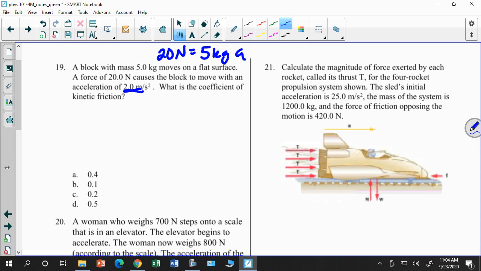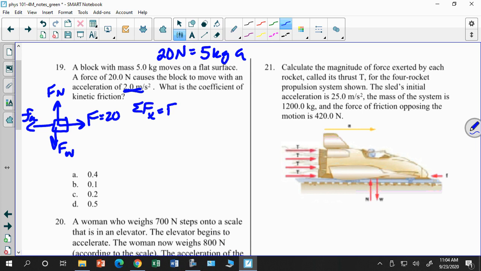Always follow the steps. Draw the vectors. Here's my object. I have a normal force. I have a weight. I have a force that's pulling. That's the 20 newtons. And then I also have the frictional force, which is opposing the direction of motion. That's step number 1. I don't need to worry about step number 2, because step number 2 is resolve the vectors onto their axes. I don't need to do that. Step number 3 now is apply Newton's second law. Sum of the forces in the x direction is F minus Fk equals max.